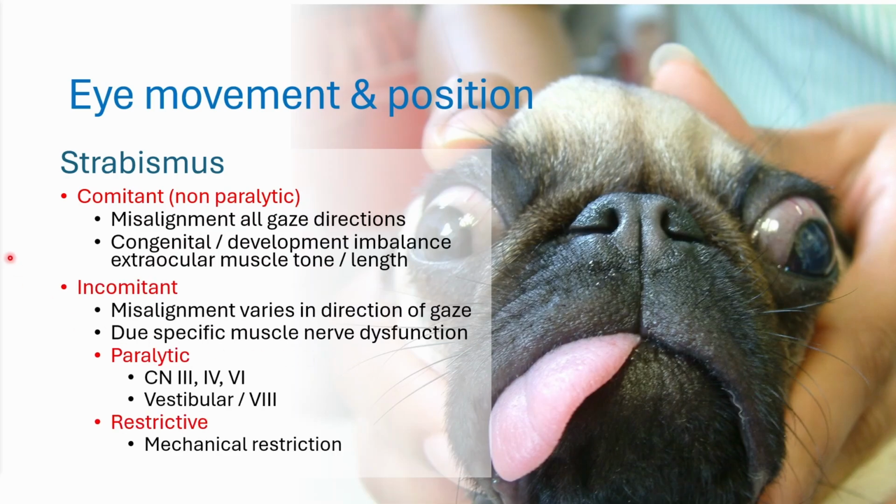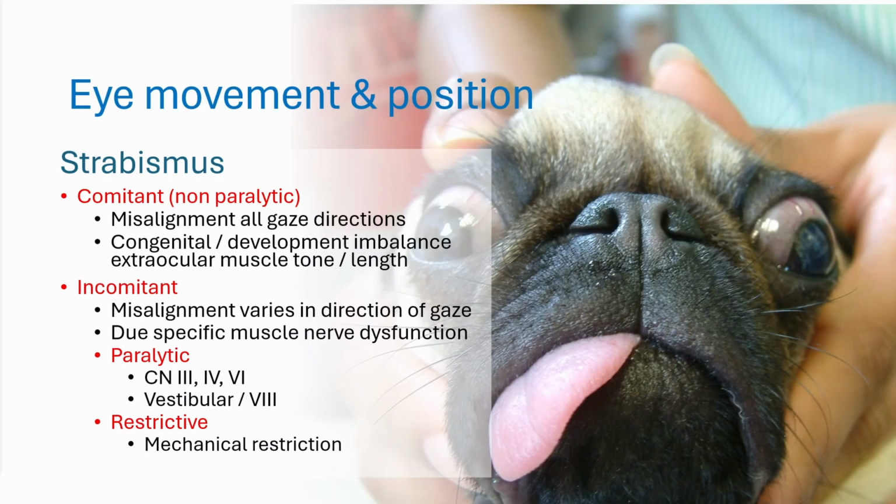Then we have incomitant, where the misalignment depends on the direction of the gaze, and this is due to specific muscle or nerve dysfunction, and we can describe that as paralytic. So this is where you have damage to those nerves that move the extraocular muscles, so 3, 4 and 6, or it could be due to vestibular dysfunction, which is obviously cranial nerve 8, or the vestibular apparatus. And in vestibular strabismus, we get a positional strabismus. You can also have a restrictive one where there's a mechanical restriction.